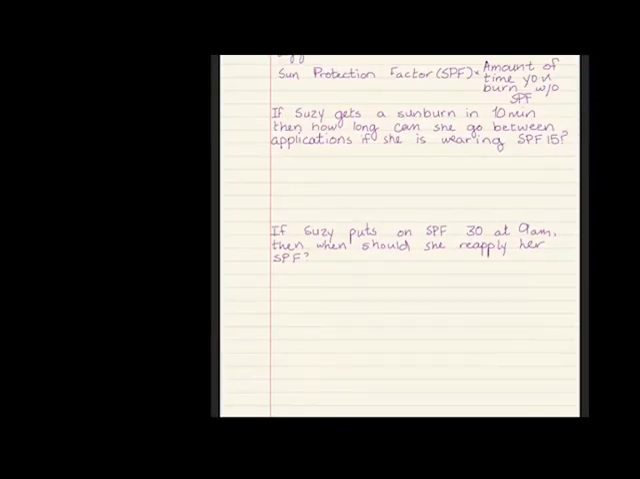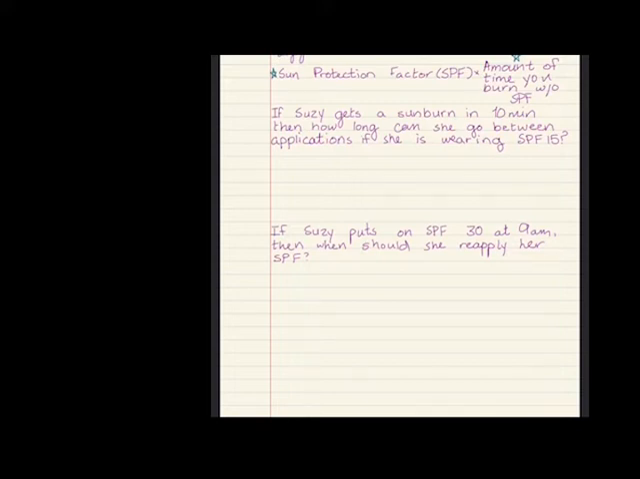In order to figure out how much time we can go between reapplying sunblock, there are 2 pieces of information that we need. The first piece of information is the SPF, or sun protection factor, in the sunblock that we're using. The second piece of information that you need to know in order to confidently calculate this is the amount of time that you would typically burn without sunblock.